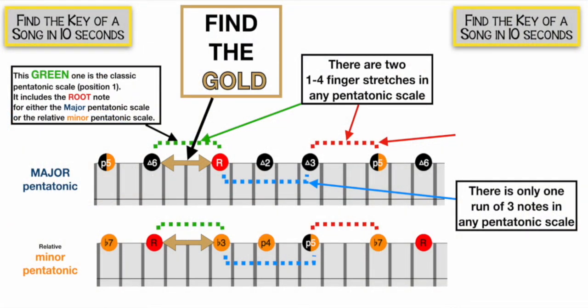What I tried to do with this lesson is help you use that 3/2 pattern that we've talked about over the last number of lessons, and showed you how there are runs of 3 notes in any pentatonic scale. There are 2 1/4 finger stretches, and once you can figure out where those are, you can very quickly, in under 10 seconds if you practice this, find the key of any song. And it really is relatively foolproof if you do it properly, and you'll also get a lot of appreciation of where all the notes are, where the pentatonic scales are, and how all that fits together.